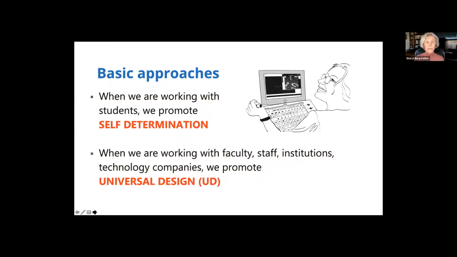When we're working with the students themselves, we work on self-determination, which is a broad range of skills and knowledge and information about resources and so forth that a student with a disability can use to contribute to their own success. But we spend an awful lot of time working with faculty and staff and industry and institutions of higher education, technology companies. And there we're promoting the concept of universal design.